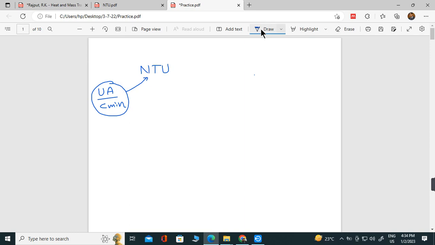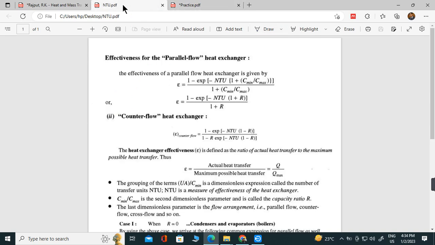Now from NTU you will have to find out effectiveness. For that different equations are there. Here you can see that if your heat exchanger is parallel flow, this equation you will have to use to find out effectiveness. If counter flow, this equation you will have to use. So this is our equation, and you will have to find out effectiveness from it.